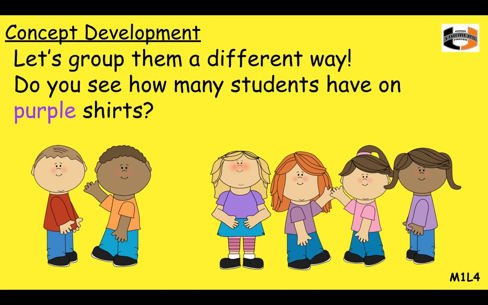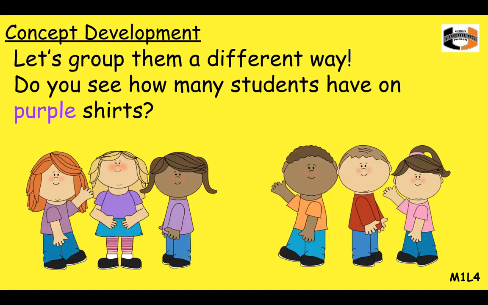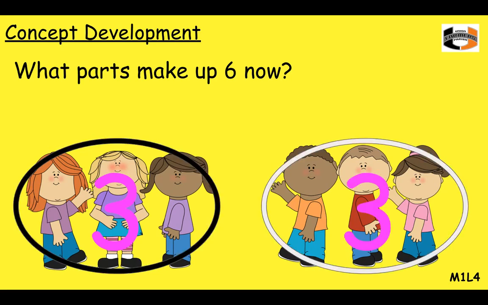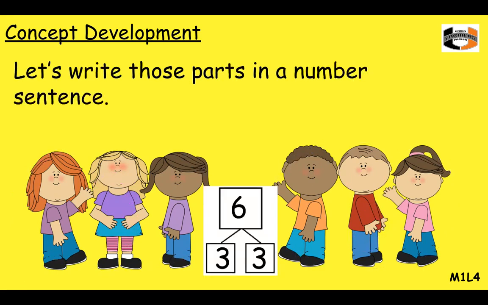Let's group them a different way. Do you see how many students have on purple shirts? Right, we're going to ask them to stand together. What parts make up 6 now? 3 and 3. Let's write those parts in a number sentence. 6 equals 3 plus 3.